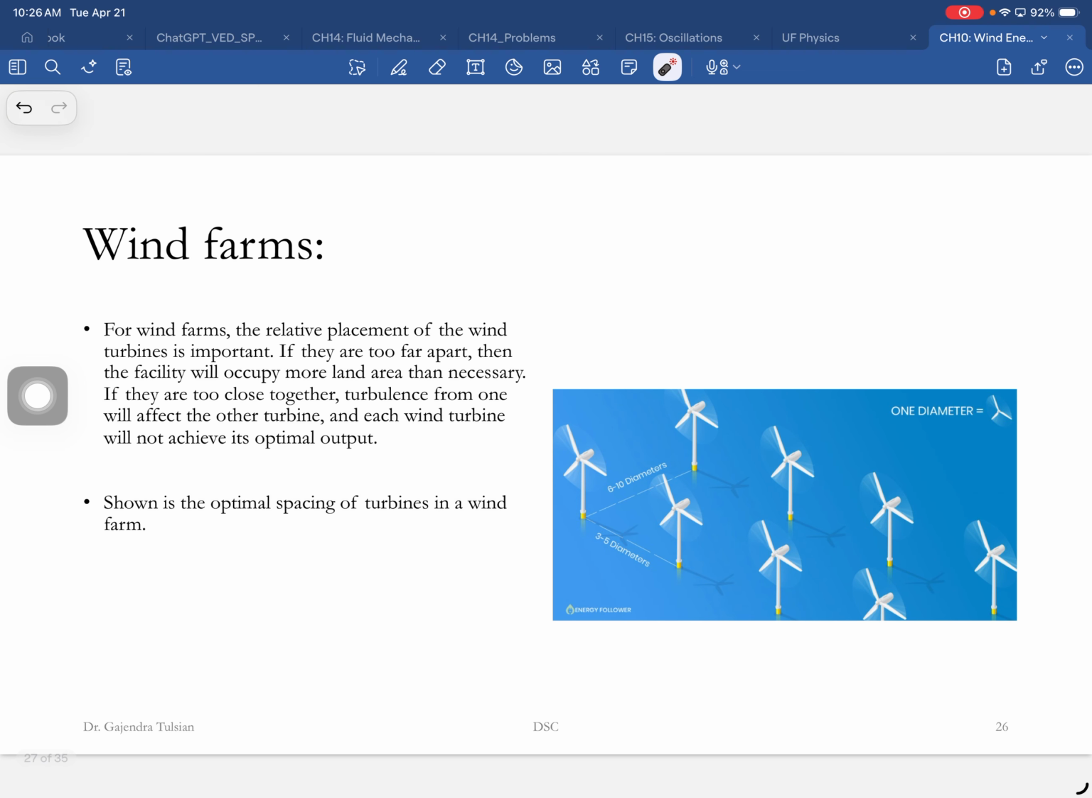So here's the diameter of the blade. This guy should be about 10 diameters behind him, and this guy should be about 5 diameters next to him. That's the placement. Shown is the optimal spacing of turbines in wind farms. Out west, in the Midwest, a lot of farmers have been putting windmills in their farms. So the land is being used for dual purposes.